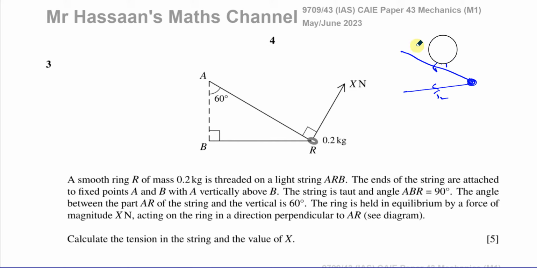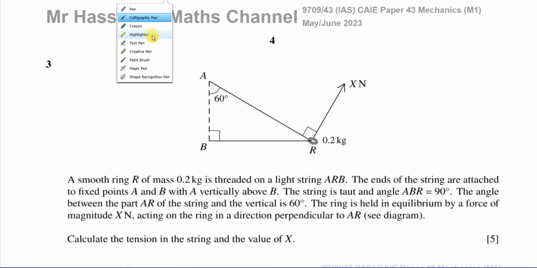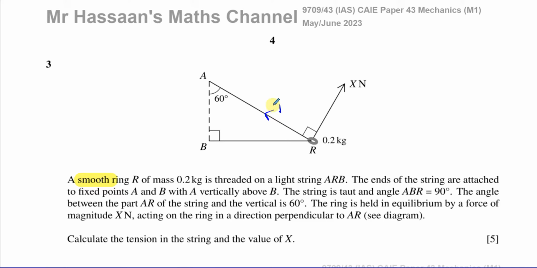In this case, because it's a ring and it's the same string which is threaded through it, and it's a smooth ring, that means that there's no friction in it. So that means that the tension in the string will be the same on either side of the ring. So you'll have a tension pulling this way if you're considering the forces acting on the ring, and this way, again considering the forces acting on the ring, you'll have these two tensions, and those two tensions are the same. Okay, they're the same because it's the same string threaded through a smooth ring. Okay, so that's a very important point here.